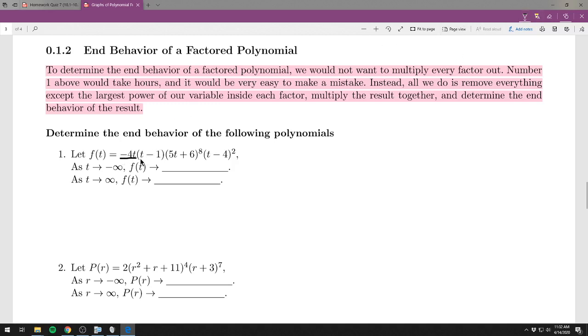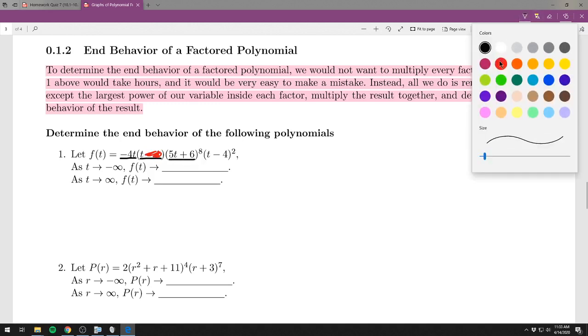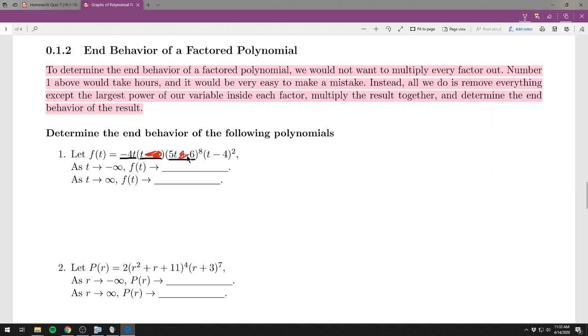On the inside of the first term, we have t minus 1, and we only keep the largest power of t. We get rid of everything else. We're not going to include that minus 1. 5t plus 6, same deal here. We keep the 5t. We get rid of the plus 6.